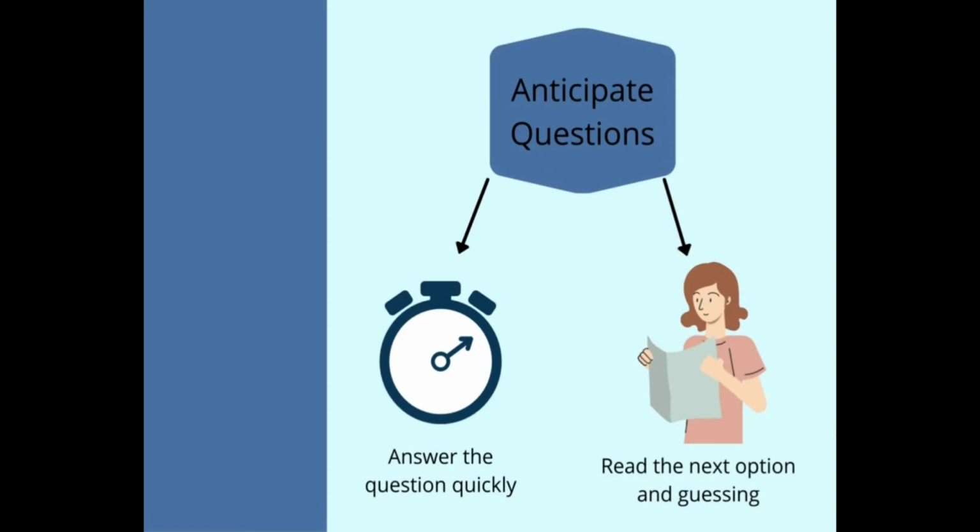To anticipate questions, you can answer the question quickly, at least within 15 seconds, and then prepare to read the next options and try to guess what the next question is. In the listening section, there is a gap between questions, so that time can be used to read the next answers and be able to guess the next question.